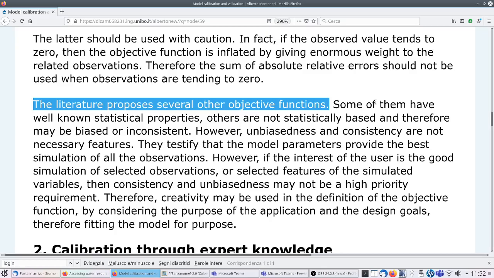We may be creative in devising our own objective function. And so I think that there is ample room for creativity. We just have to be very, very careful and attentive about what we do, by always keeping in mind the connection between the mathematical model, the real process that we are representing, and our technical target.